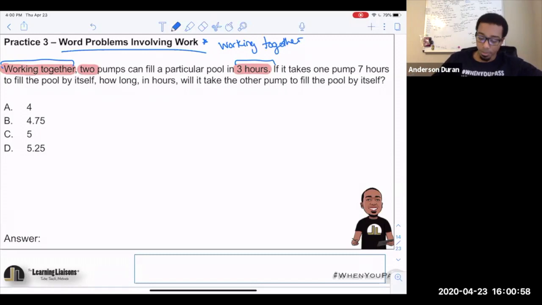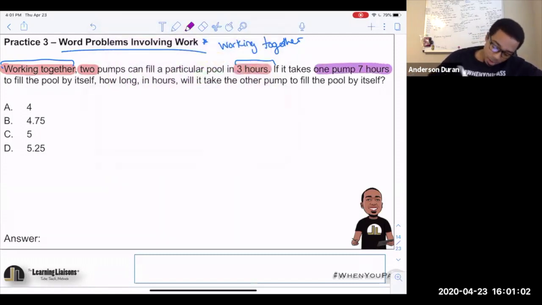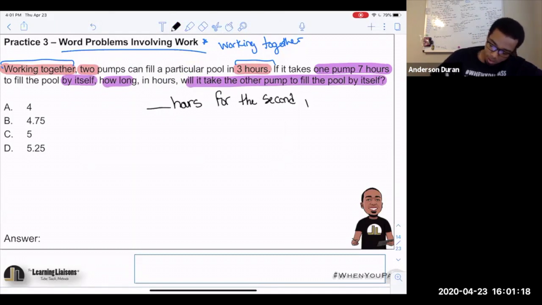And here's how you get it done. I'm going to highlight everything else here. 1 pump, 7 hours by itself. How long will it take the other pump to fill by itself? So let's just write that out. We want blank hours for the second pump. We know that the first pump takes 7 hours by itself.